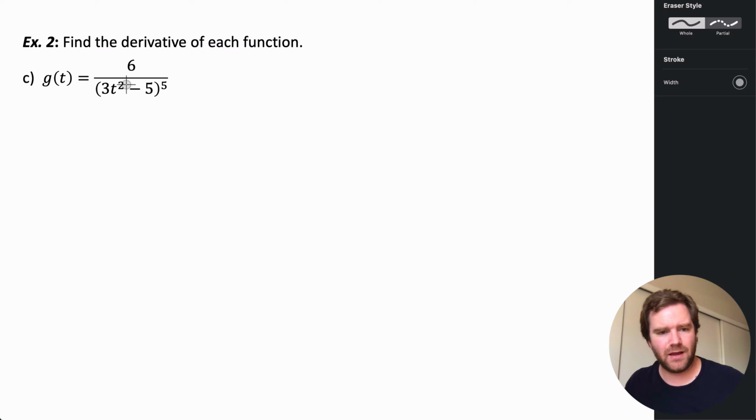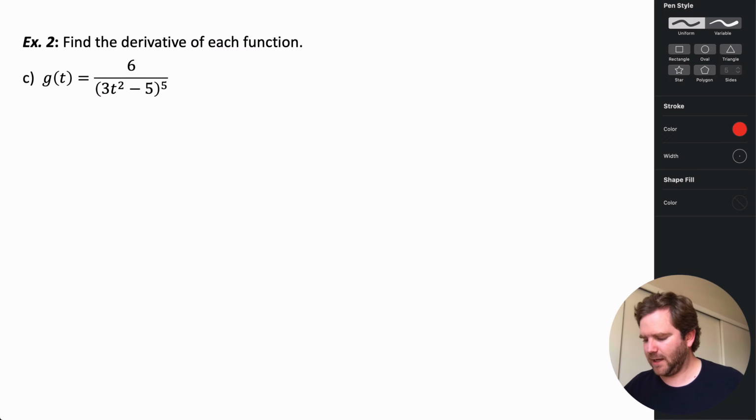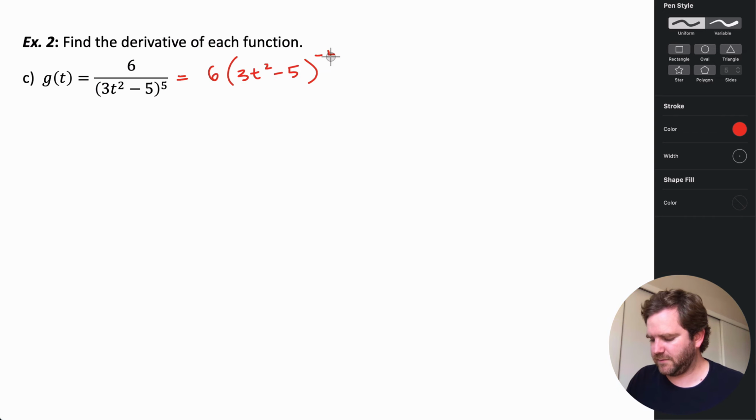So again, if we said the inside function is going to be that whole thing there, that leaves me with 6 over x. I know how to take the derivative of that. But that leaves me with this whole quantity to the 5th power, and that's going to be difficult to take the derivative of without using the chain rule. So we're going to need to make the inside just this part here, the 3t squared minus 5. So it's going to give me 6 over u to the 5th. But I'm going to rewrite this using negative exponents. So this is going to be 6 times (3t squared minus 5) all to the negative 5th power.